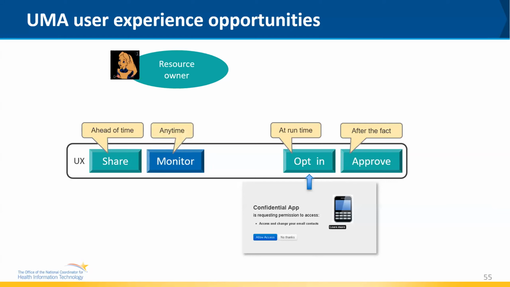Or UMA makes it possible for Alice, as I was just saying, to monitor and manage her resources wherever they live in a central place over time. Additionally, because of the special properties of the protocol and its tokens, she can even withdraw access that she may have already given requesting parties in a finer grained way than you typically see with OAuth today.